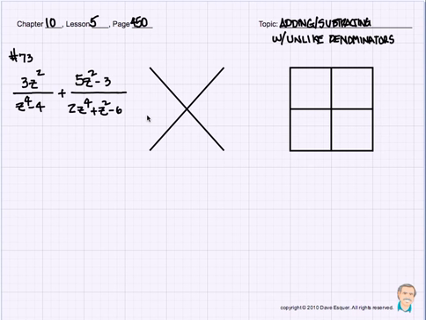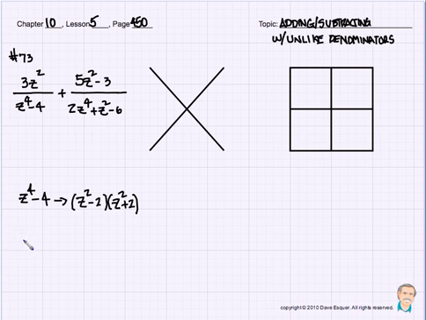Looks like 3z squared over z to the fourth minus 4, plus 5z squared minus 3 divided by 2z to the fourth plus z to the second minus 6. So we're going to see if we can factor some stuff out. And we know automatically that z to the fourth minus 4 turns out to be z squared minus 2 times z squared plus 2. It turned out to be a binomial square, so we could use that to be z squared minus 2 times z squared plus 2.